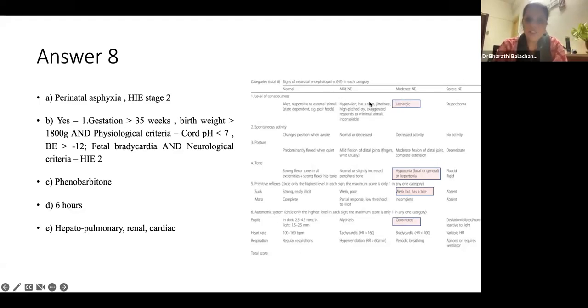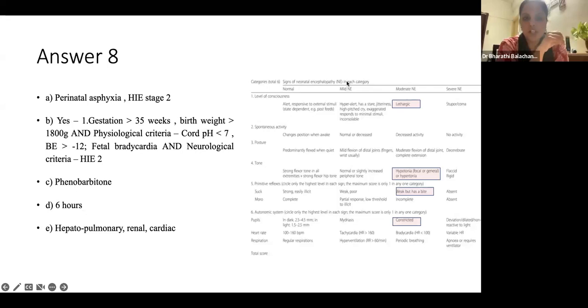So our baby was lethargic, had hypotonia, weak suck and Moro, and constricted pupil, has 4 out of 6 characteristics in this group. So this baby would be HIE 2. And yes, this baby does fit into therapeutic hypothermia, where the gestation is more than 35 weeks, birth weight more than 1,800. And there are 2 other criteria we should look at.